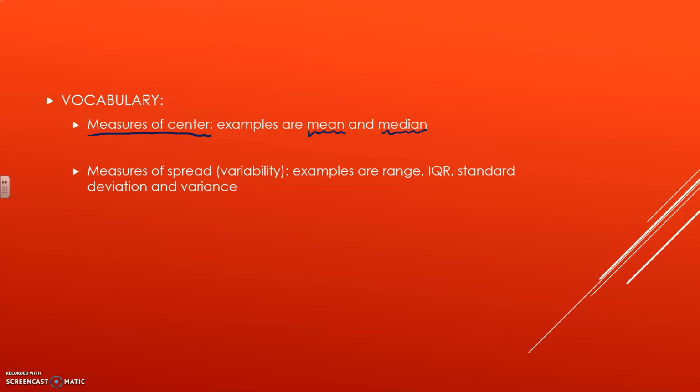The other thing that we can talk about is the measures of spread or variability. The two examples you've learned about are range, highest to lowest, and interquartile range, which you learned about when you learned about box plots, quartile 1 to quartile 3. Two things that you'll learn about in the future are standard deviation and variance. So you'll learn about those later this chapter.